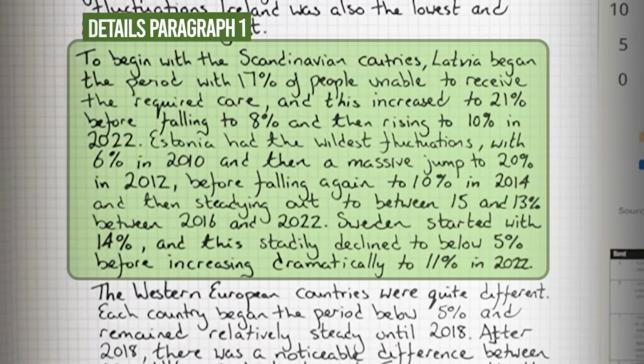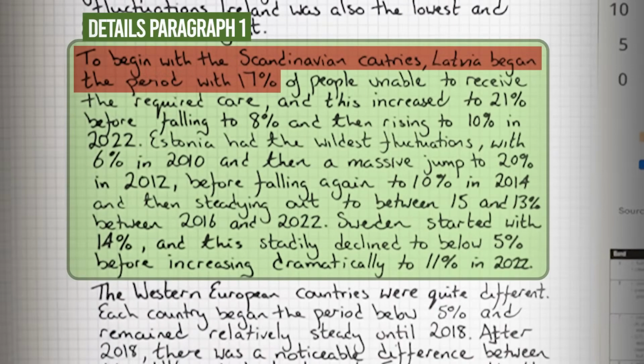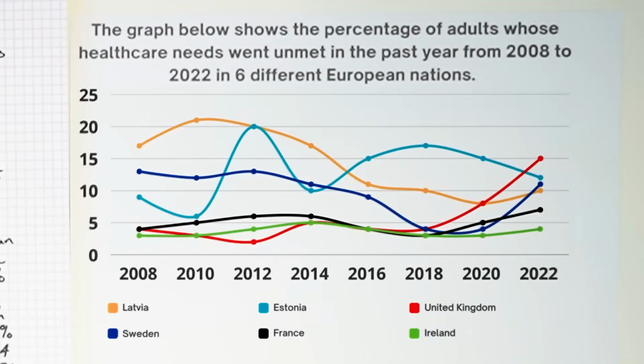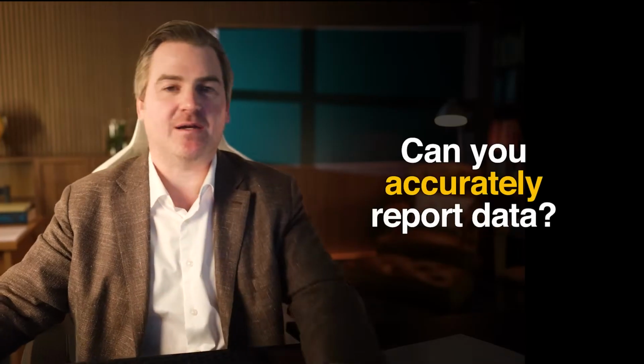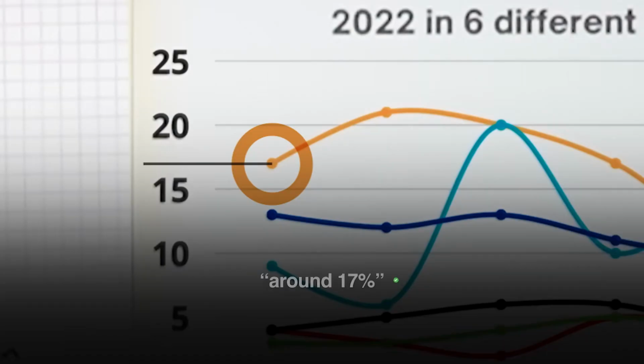For example, let's look at the first details paragraph. To begin with the Scandinavian countries, Latvia began the period with 17%. So if we look at the actual data, it's not very clear that Latvia is actually 17%. It's kind of halfway between 15 and 20. Now, if you were being really generous, you'd say, 17, that's enough. It's pretty close. But that's not what's being tested here. It's being tested, can you accurately report data? So instead, what you could do is you could write around 17%, approximately 17%.